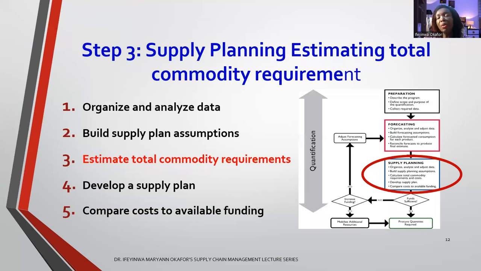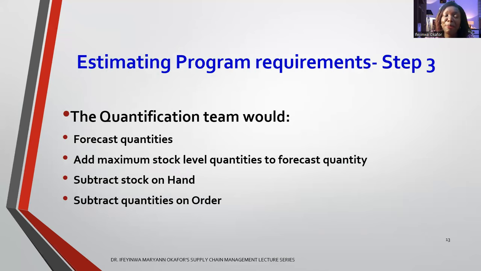When you have finished building your supply plan assumptions, the next thing you do is to estimate total commodity requirement. Let us have a closer look at this. Remember, we are still on the quantification process. So what we are handling now, supply planning, is part of the quantification process. It is the third step in the quantification process.